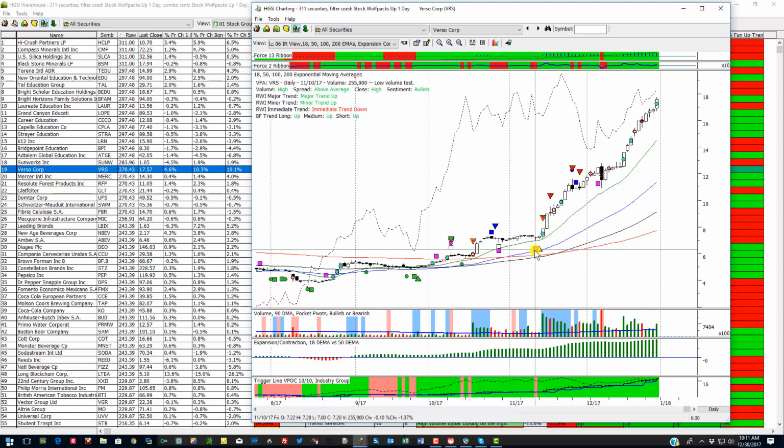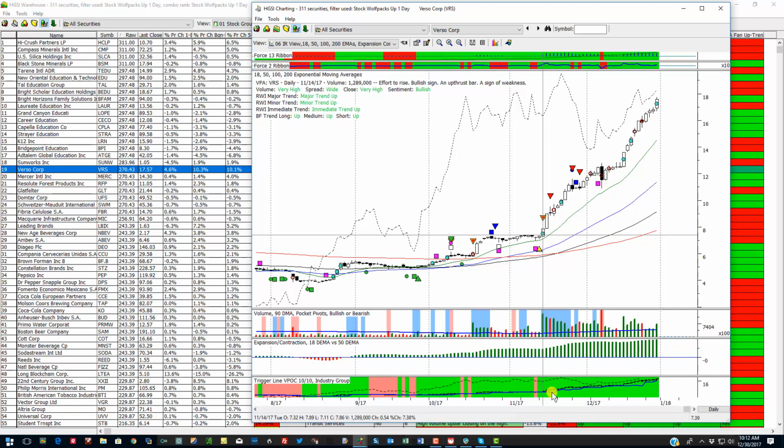Look at all of these VPA flags. There's a test for supply. Here is an up bar closing near the high after this test, which confirmed it. Here is an effort to rise. Yes, there was a down signal too, but it was above the 18-day exponential moving average and moving up, and it just did not stop, and it still hasn't stopped.